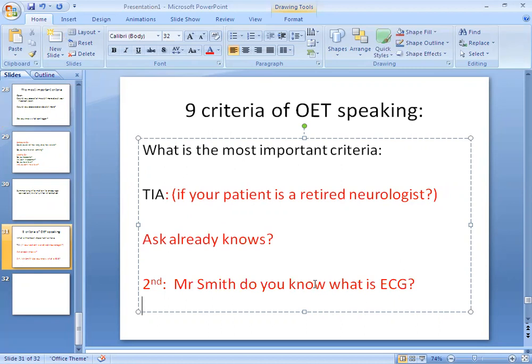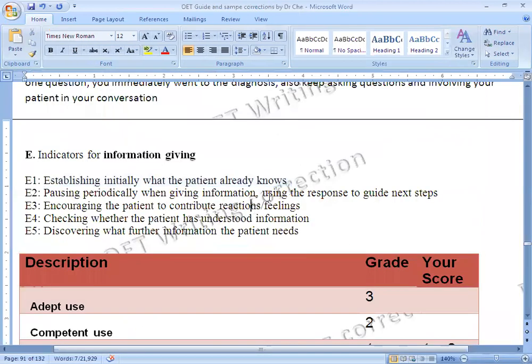Do you know what is ECG? Do you know what is CT scan? Do you know what is this? No, this is only for the main diagnosis. In developed countries, people know what is ECG. People know what is CT scan. People know what is MRI. You don't need to ask, do you know what is ECG? You don't overuse these things. Ask what you already know, what do you know about that? Okay, like this. This is a common mistake.